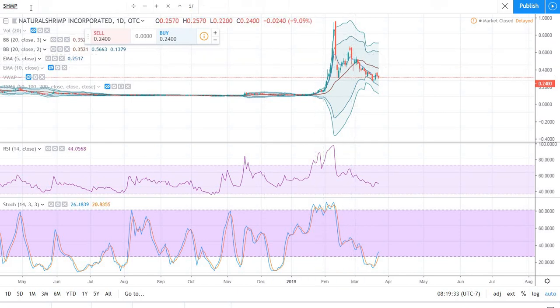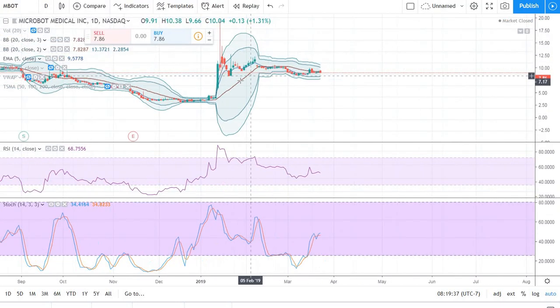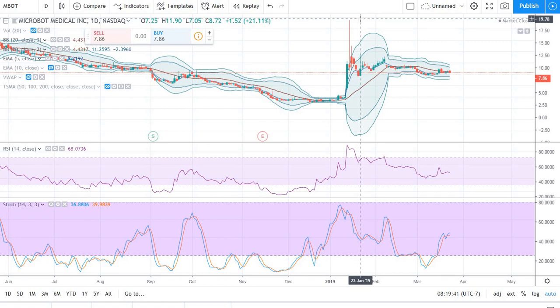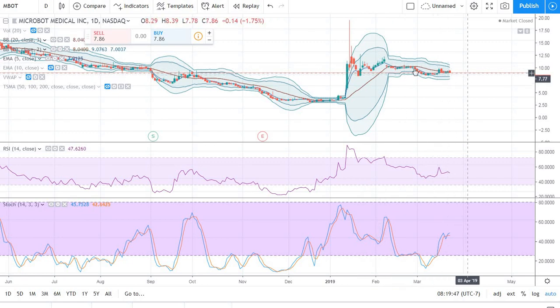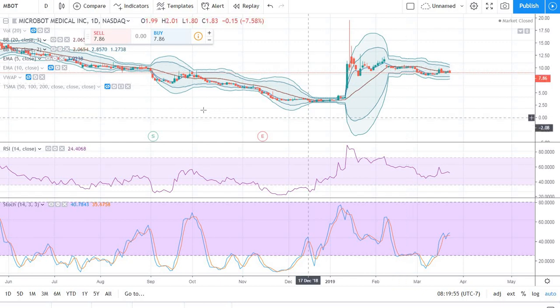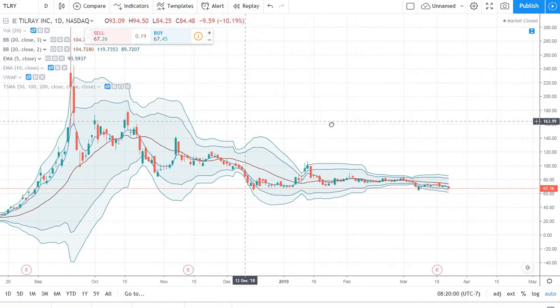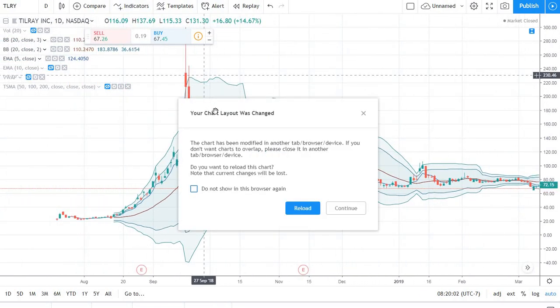This was much bigger than 50%, but for argument's sake, most of the time you're going to get at least a 50% retracement. The other one, MBOT, we went from $2.59 to $20. What happened? Come all the way back down, back into the Bollinger Bands, and then get some consolidation. So we went from $19 down to $8, so that was again more than a 50% pullback. So this tool is just useful for determining risk reward ratios.